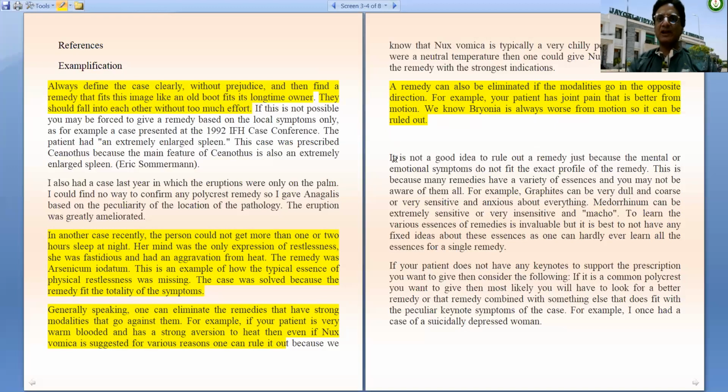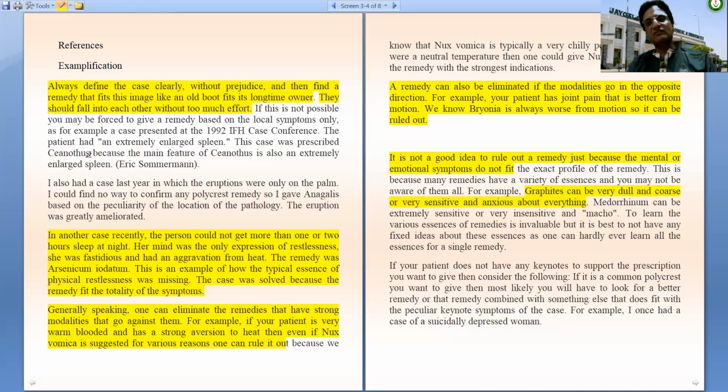It is not a good idea to rule out a remedy just because the mental or emotional symptoms do not fit. This is because many remedies have a variety of essences and you may not be aware of them. For example, Graphites can be very dull and coarse, or sometimes very sensitive and anxious about everything.